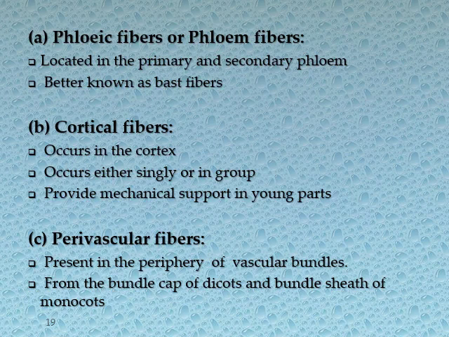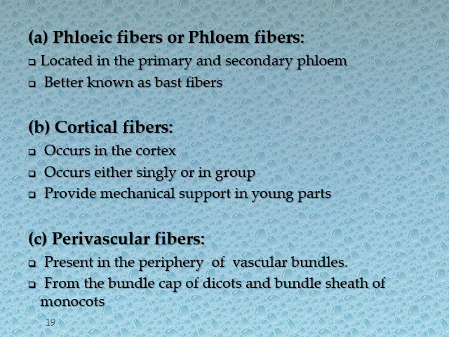The next we have the cortical fibers. They are present in cortex, and majorly they cover the cortex region of the plant body. They may be present singly or in a group, and the main function of cortical fiber is to provide mechanical support to young parts of the plant.